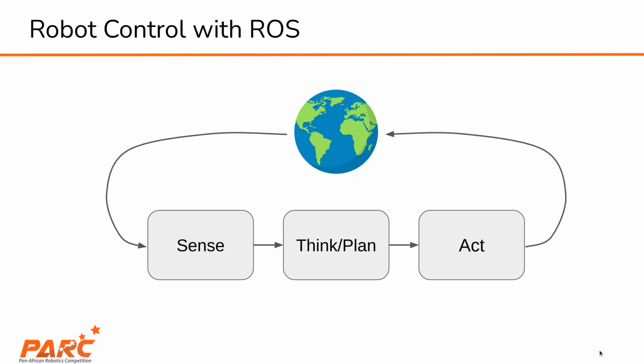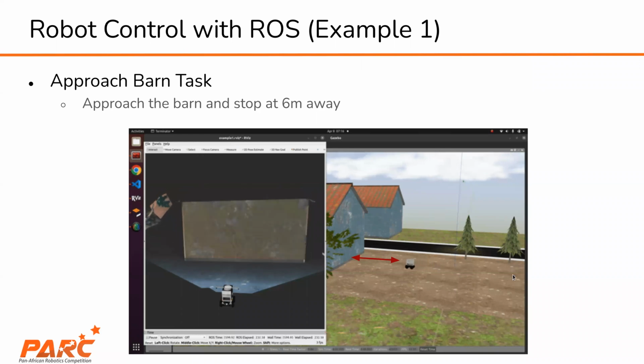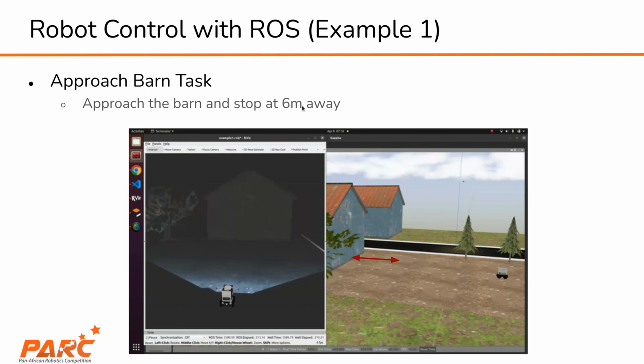All right. I hope that is clear because that is very important. So the example that we started working on last week was a simple example: the approach the barn task. Okay, so this is the barn. This is a farm. There's a barn here. And the robot starts far away. And the task is that the robot should approach the barn and stop when it is approximately 6 meters away from the barn. Okay, so I have this arrow here to show you what 6 meters might look like. The robot should start here and drive onto this point and stop.